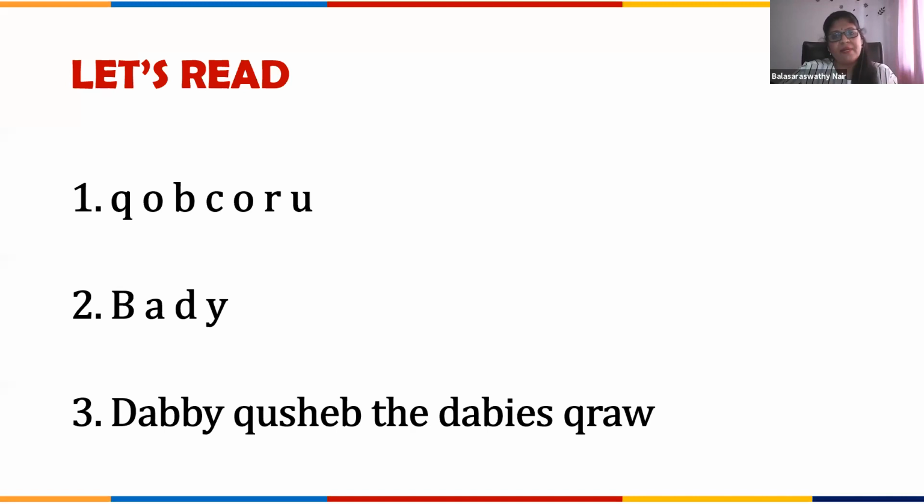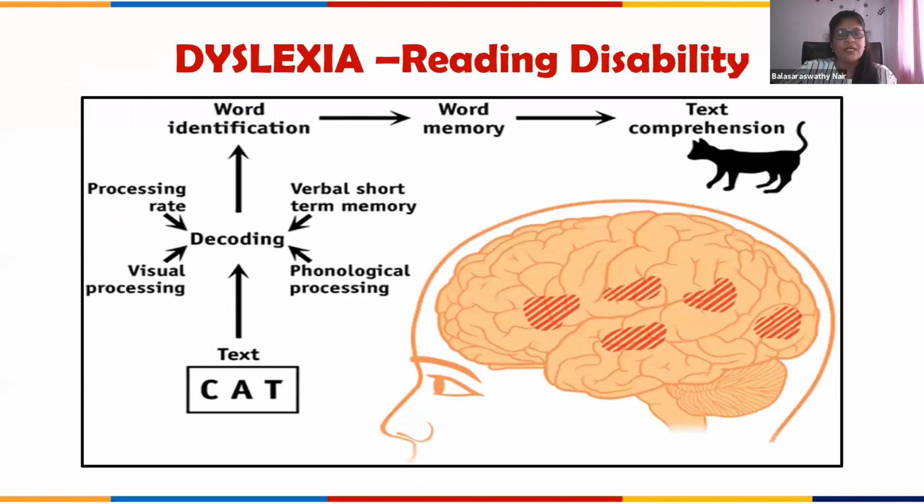So if the alphabets are topsy-turvy, alphabets are reversals, alphabets are mirror imaging, that's what the child sees when he tries to read. So what's happening? What's the whole science of reading? When we look at a word, what happens? Our brain decodes the word. A normal brain decodes the word at a much faster pace when we are taught to read. But what happens to a dyslexic brain?